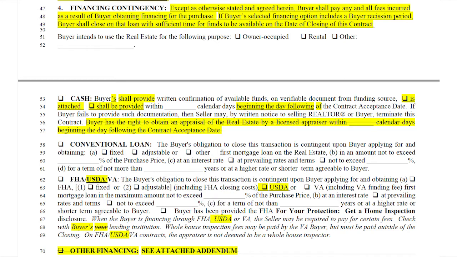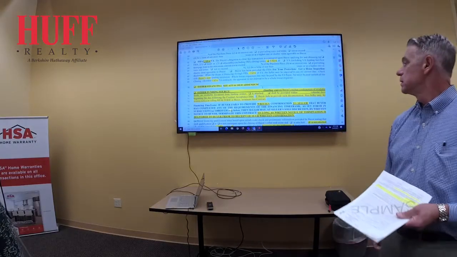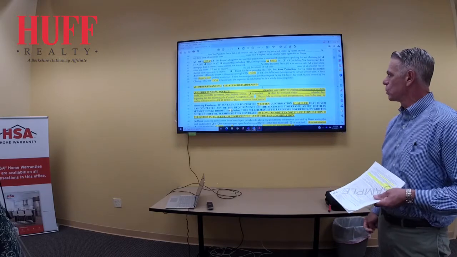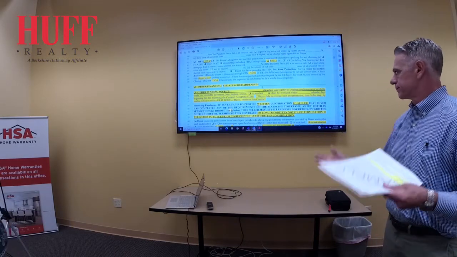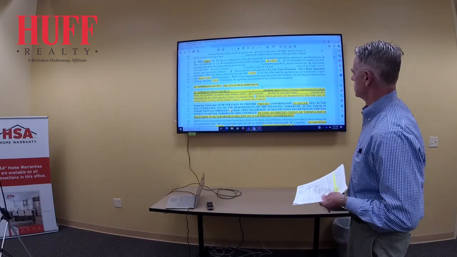If you want to put that in there, or it does say in here, and I guess this has always been in there, years are at a higher rate or shorter term agreeable to the buyer. So talk to somebody and they're at 3 1/8 and the rate goes to 3 1/4. We're still going to be able to do it.